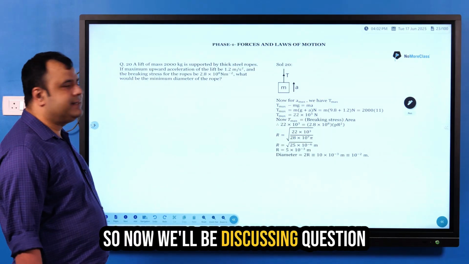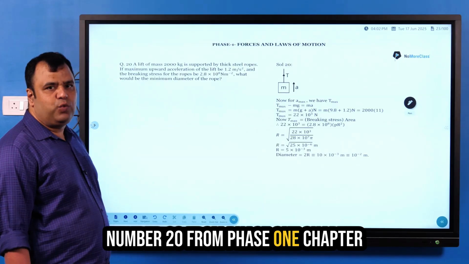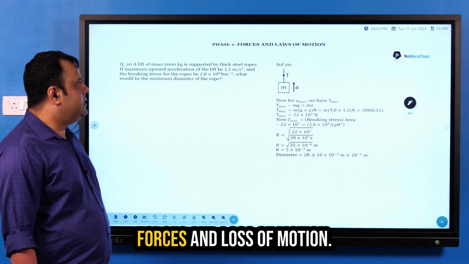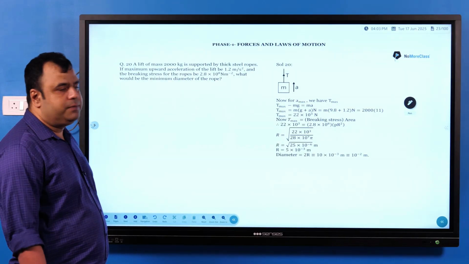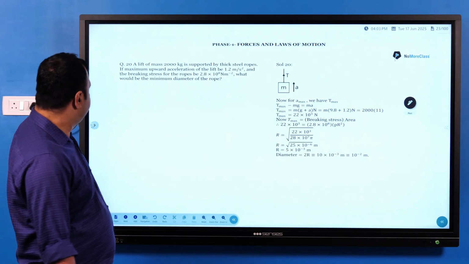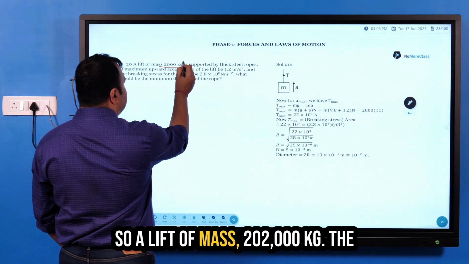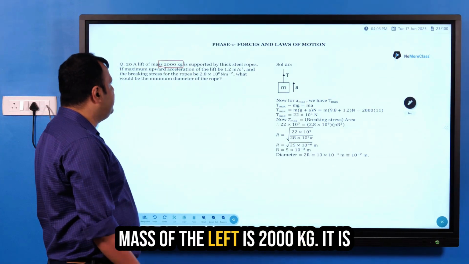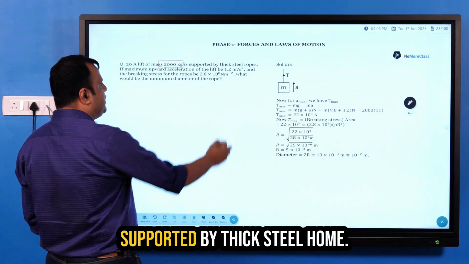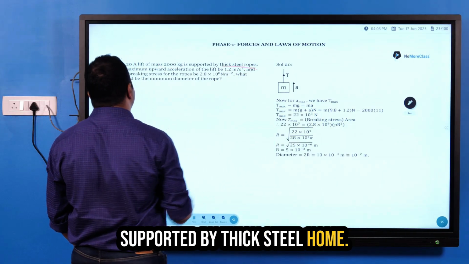So now we'll be discussing question number 20 from phase 1, chapter Forces and Laws of Motion. This is from exercise 1. Let's read it. A lift of mass 2000 kg. The mass of the lift is 2000 kg. It is supported by a thick steel rope.